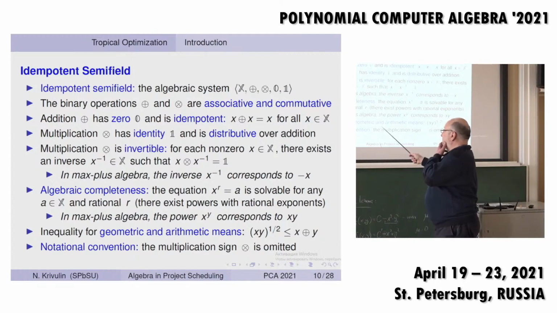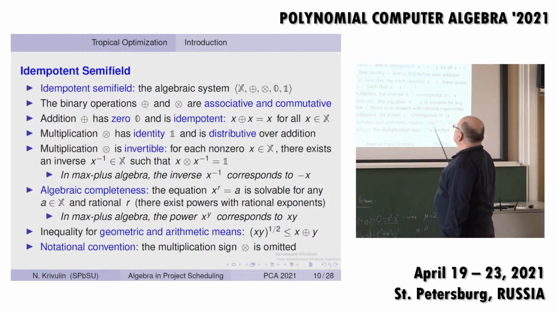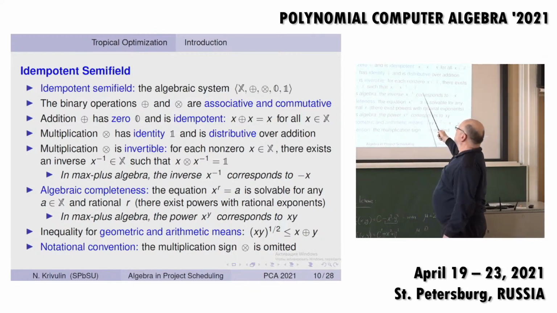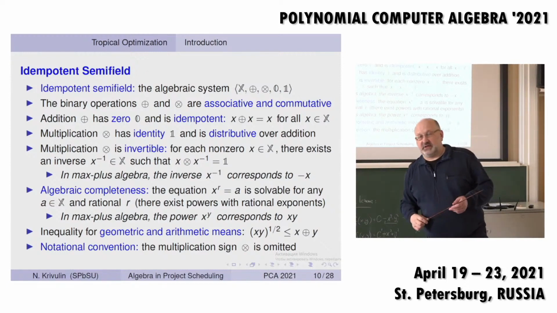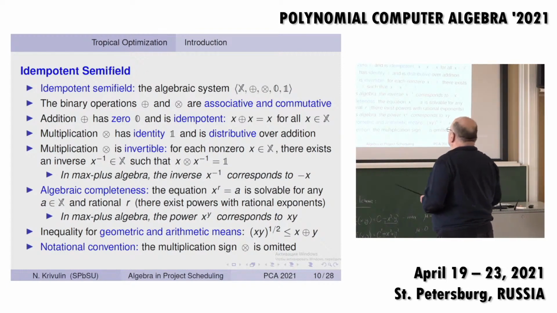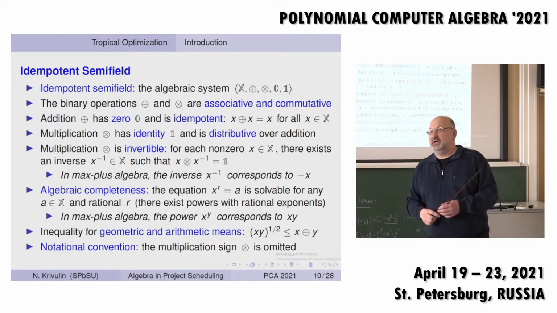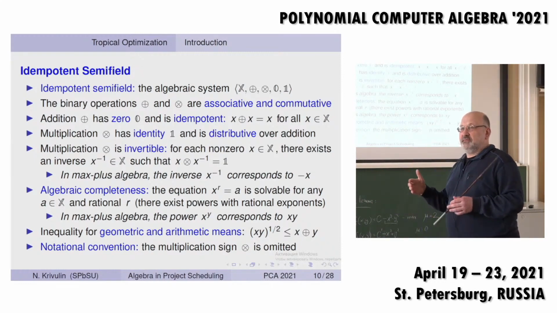It is interesting to note that the tropical analog of the inequality for geometric and arithmetic means looks like this one. You can also see what the inverse is in terms of max-plus algebra. In max-plus algebra, where multiplication is arithmetic addition, the inverse is just the opposite number. The same comment we can make about powers in max-plus algebra. In max-plus algebra, the powers correspond to arithmetic products, and because of that, we have all powers with any exponents well defined.